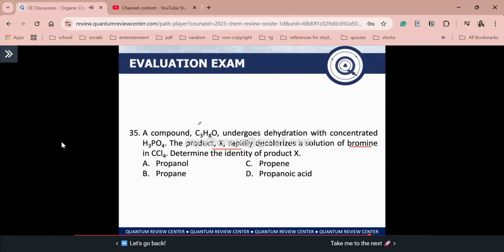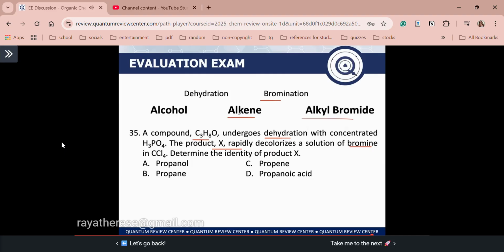So here, class, first list the particular reactions: dehydration and then bromination. And you start with an oxygen-containing compound. From your discussion on alcohols, class, alcohols can be dehydrated to form what product under elimination? Alkene. After the alkene, if we brominate it, in electrophilic addition with an alkene, we will form a vicinal dihalide, particularly an alkyl bromide. So starting from C3H8O, of course, the number of carbons is retained, and the product will be propene.